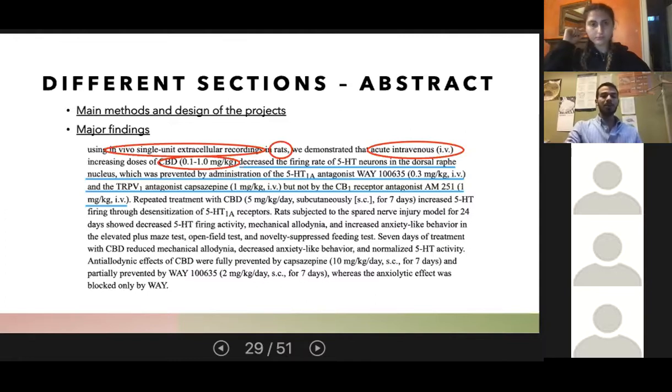I should mention that once you've read many papers of the same field, reading the abstracts becomes way easier because the acronyms, the drugs, receptors, techniques, they all become familiar and you won't need to Google them every time you come across them.